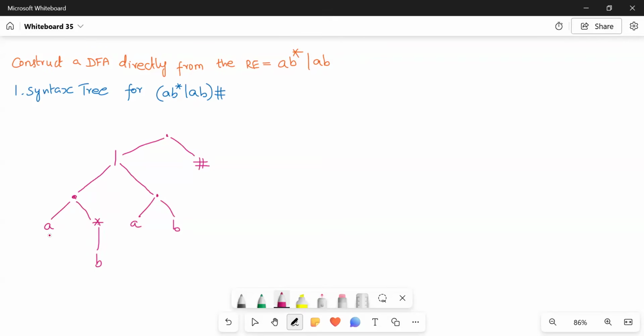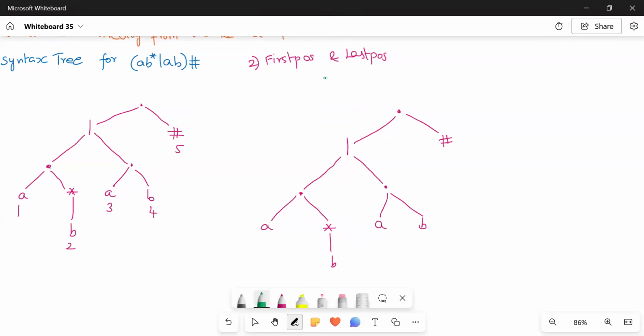Then we need to give numbers to the leaf nodes. So 1, 2, 3, 4, 5. Then the second step is we need to construct first position and last position with the help of nullable. To find first position and last position, redraw the same syntax tree. Now we need to mark the first position on the left side of each and every node.